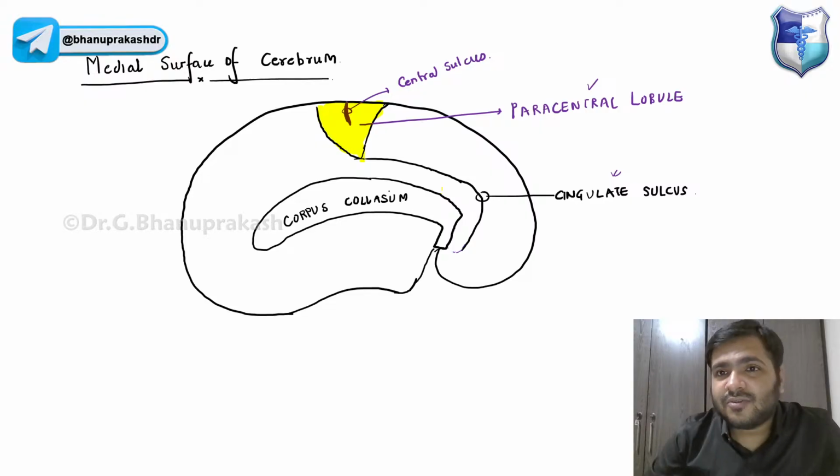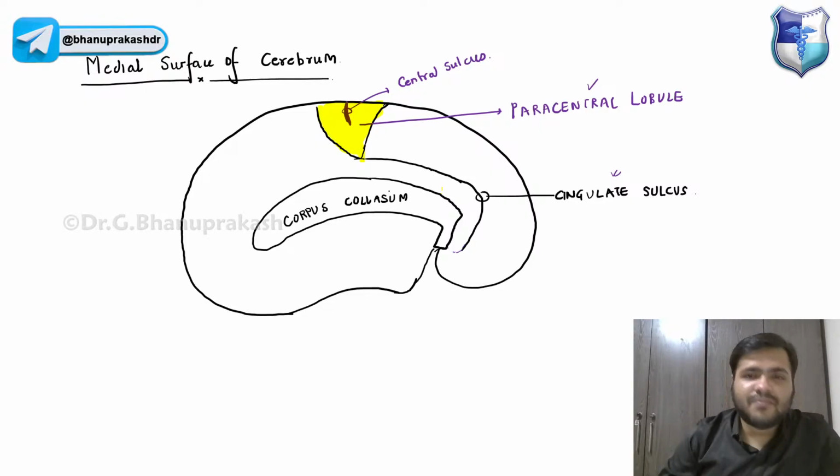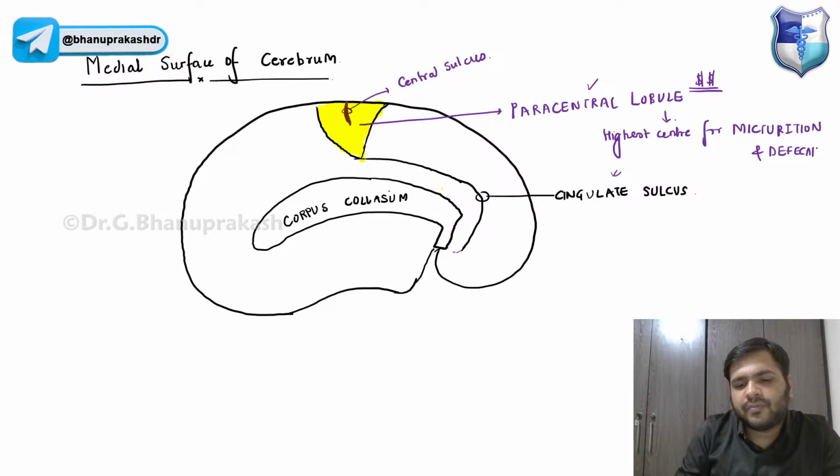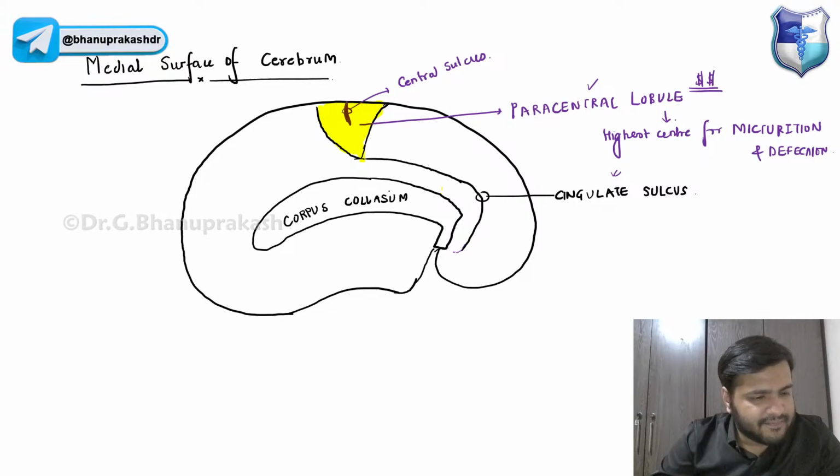Now, this paracentral lobule is very important, guys, from the exam point of view. Very important. Put a dollar sign over here. It is the highest center, guys. Remember, it is the highest center for micturition and defecation. Yes, Shakil, very good. Blossom, very good.